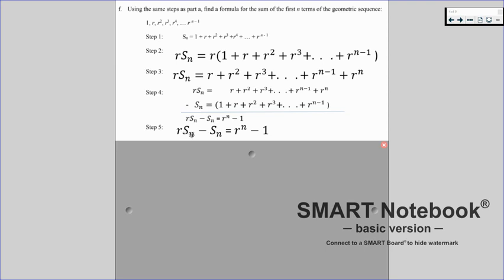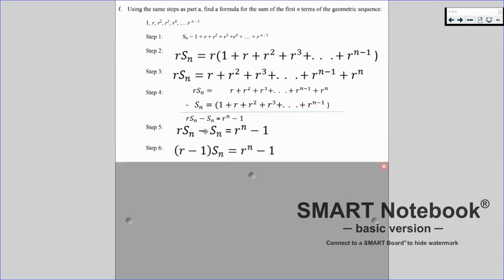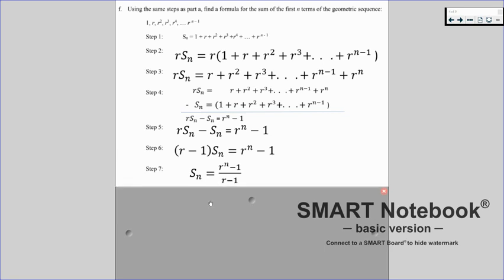This particular case is why we didn't put those together before. I have r times s sub n minus 1 s sub n. So I have r minus 1 times s sub n. Right side still stays the same. And then to get rid of the r minus 1, we're going to divide. So here is our formula.